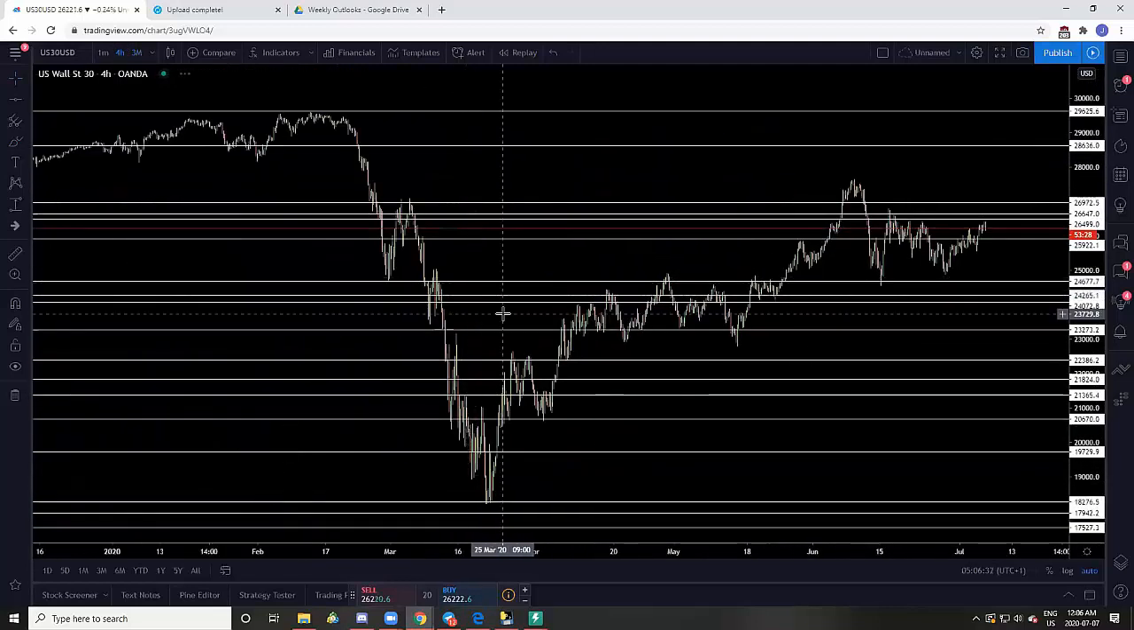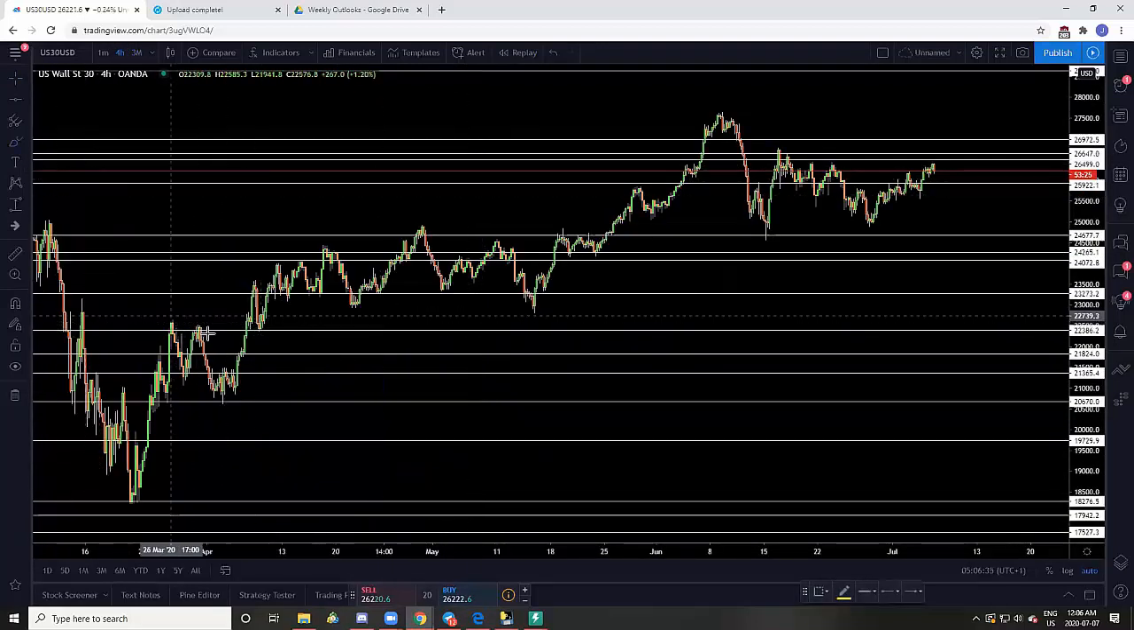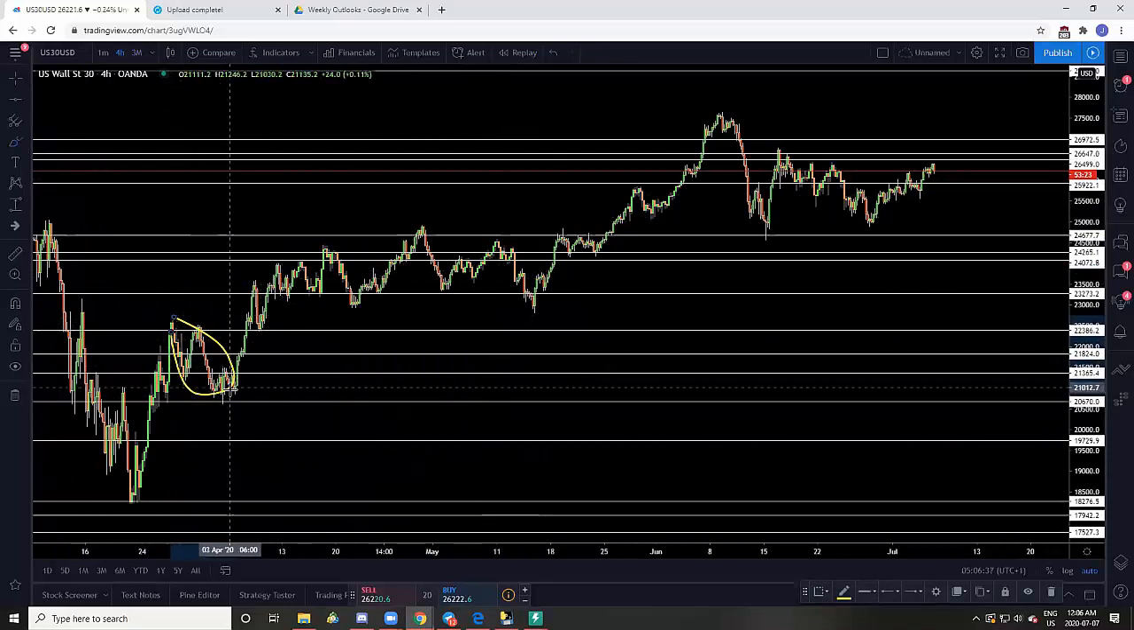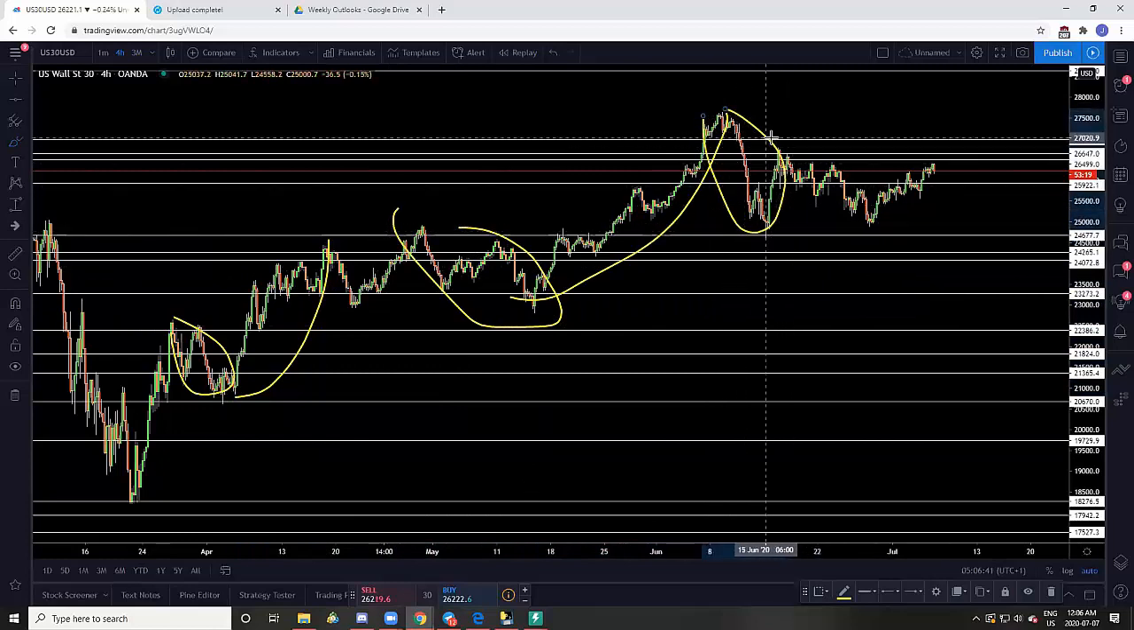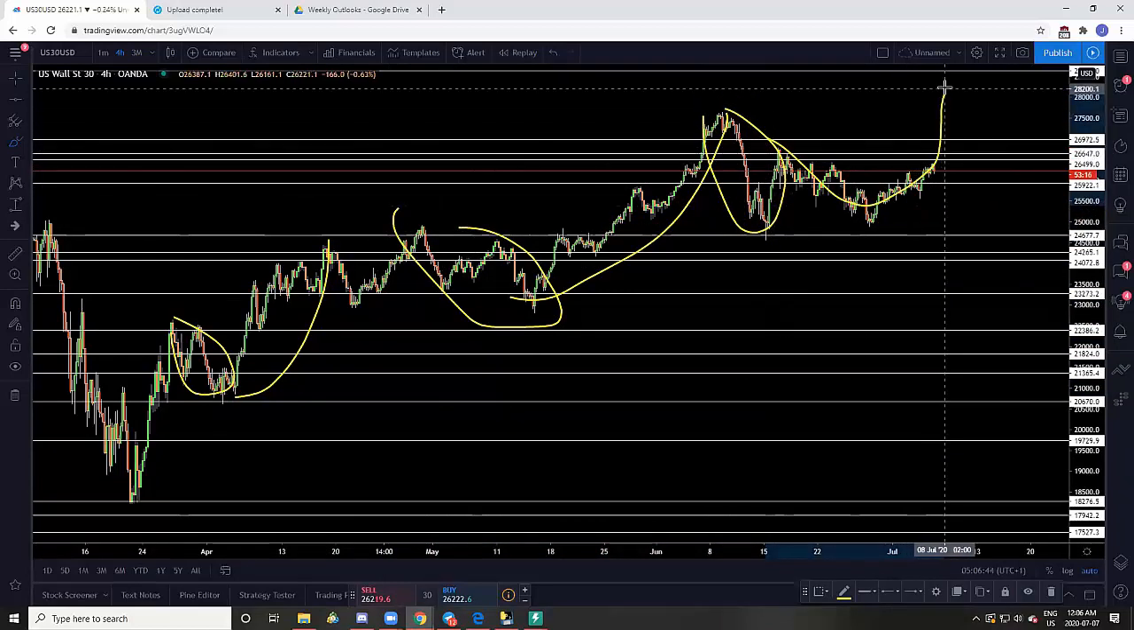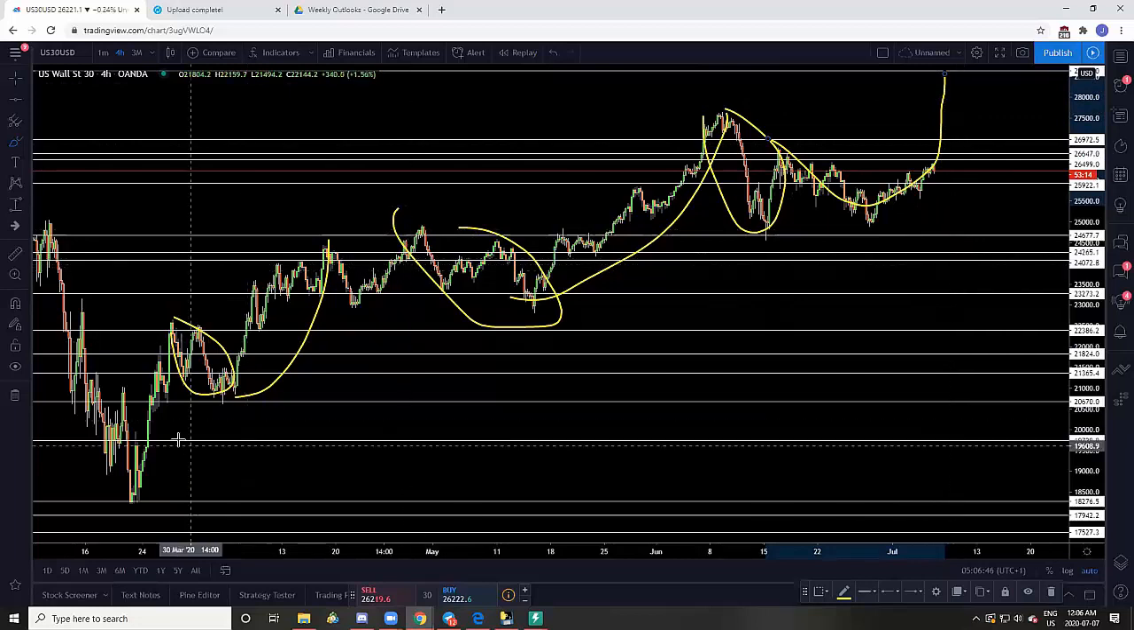Every pullback gets bought up. Every major sell point gets bought up to a new high. This is the next major sell point. It looks like we have the potential to get bought up to a new high, unless we have what?